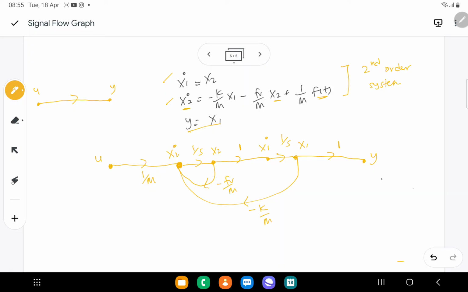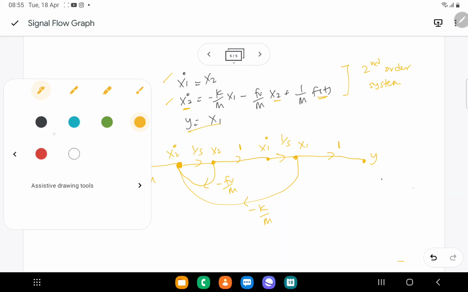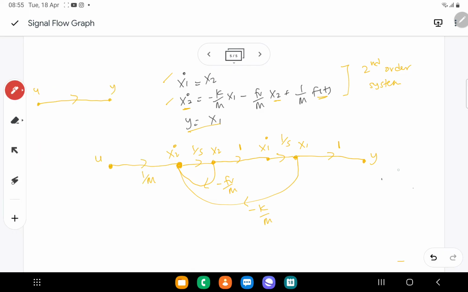Alright, so later on for the second part, I will teach you how to convert this signal flow graph to MATLAB Simulink. Okay, see you in a minute.